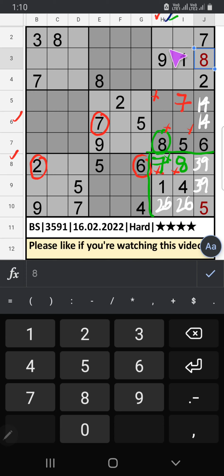Column H we have 9. So 9 can't come in these cells. Then 9 is confirmed here. 6th grid only 2 numbers are remaining, 2 and 3. 5th row we have 2. So 2 can't come in this cell. 2 is confirmed here. Then 3 is here. Column H we have 2. So 2 can't come in this cell. 2 is confirmed here. Then 6 is here.